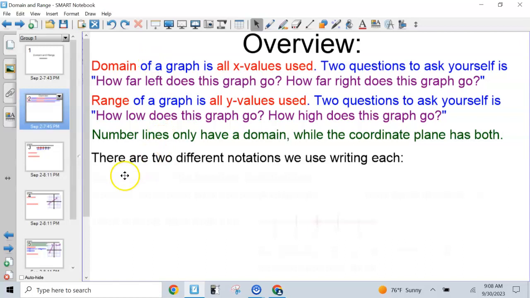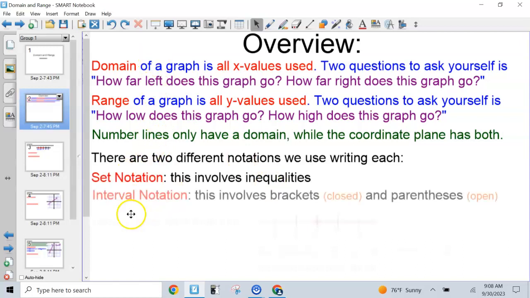There are two ways to write our answers. First is set notation that involves inequality signs. Second is interval notation that involves brackets for closed numbers and parentheses for open numbers. Here's what they look like.